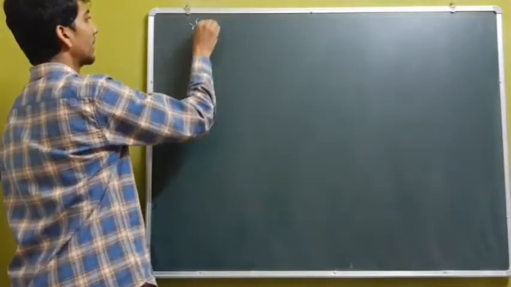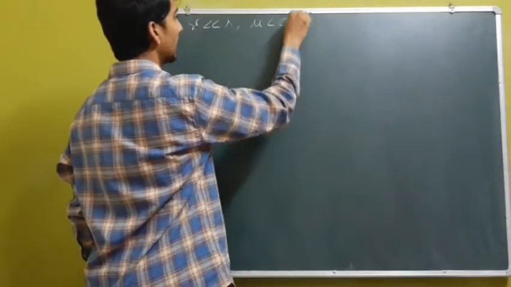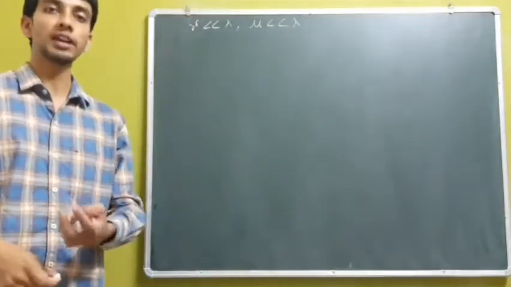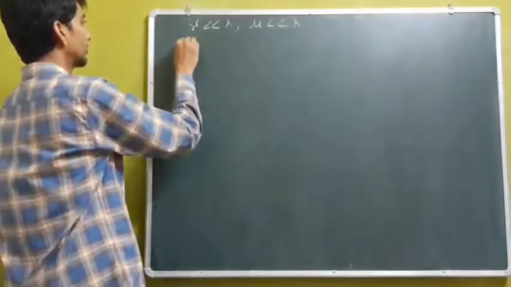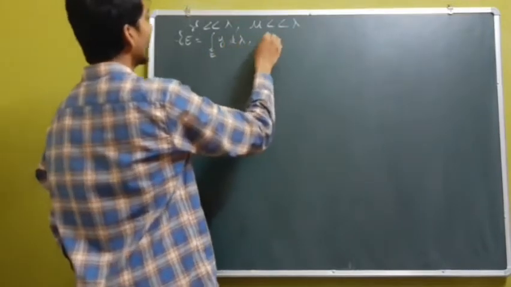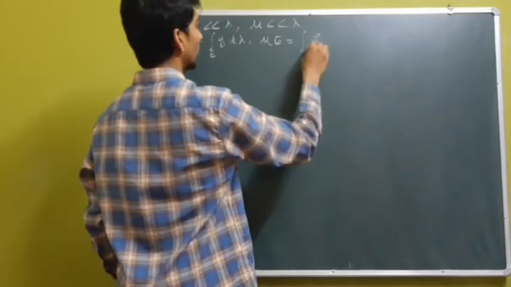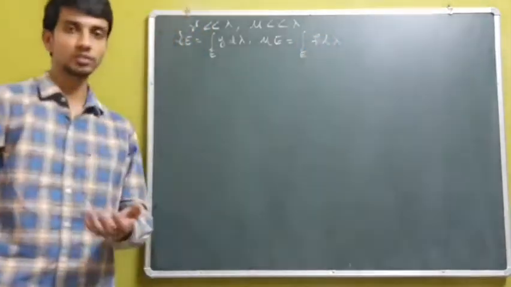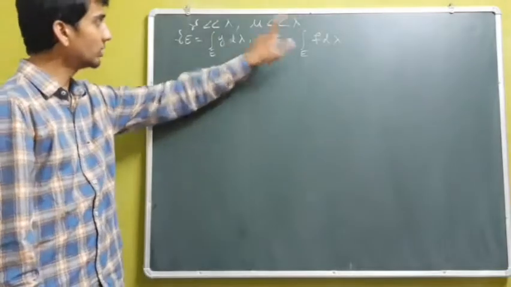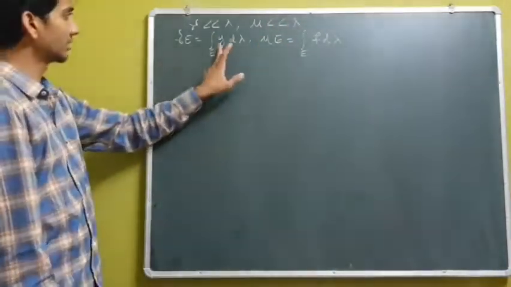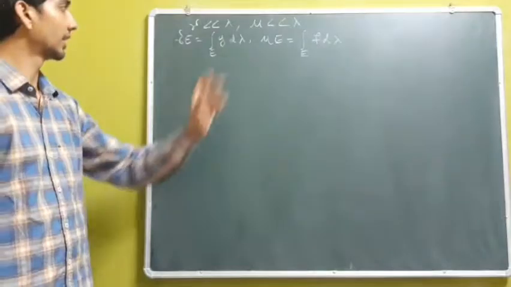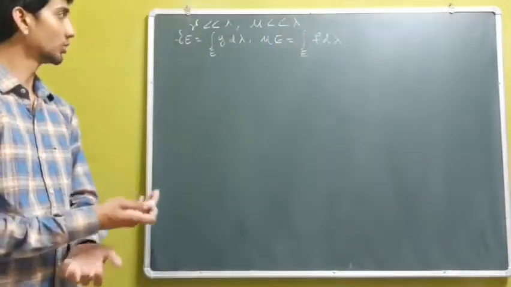Now, having gamma absolutely continuous with respect to lambda and mu absolutely continuous with respect to lambda, by making use of the Radon-Nikodym theorem, I can find two non-negative measurable functions, say f and g, as follows: gamma of E equals the integral of g over E with respect to lambda, and mu of E equals the integral of f over E with respect to lambda. So this is what we have got by the Radon-Nikodym theorem.